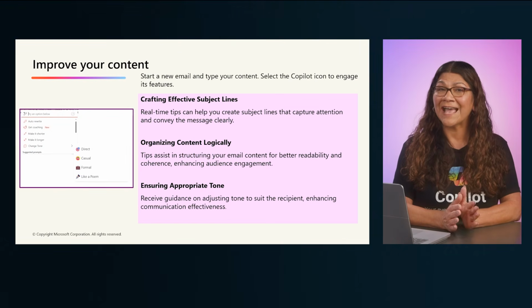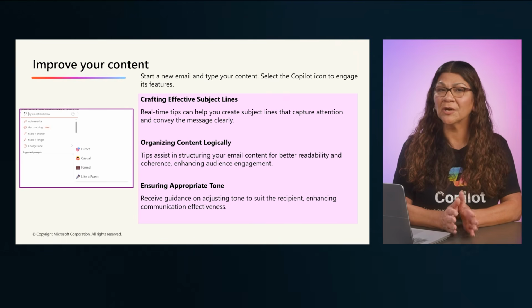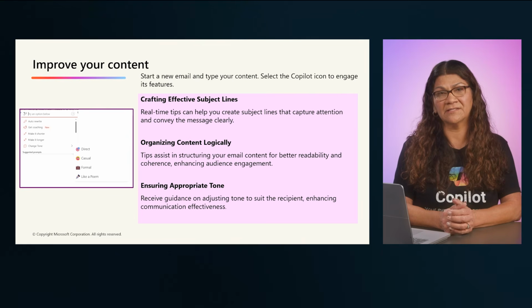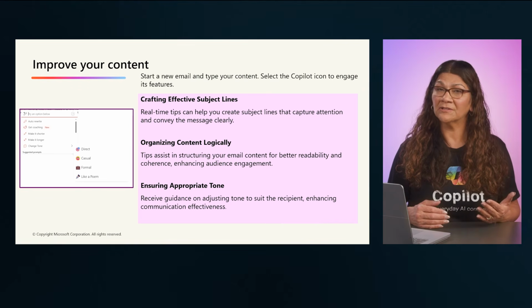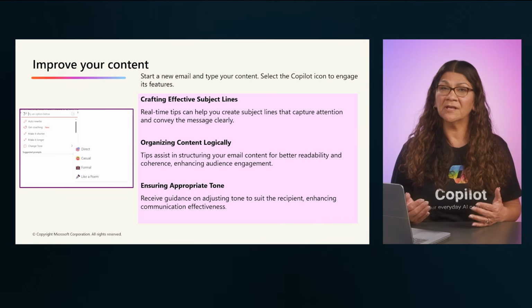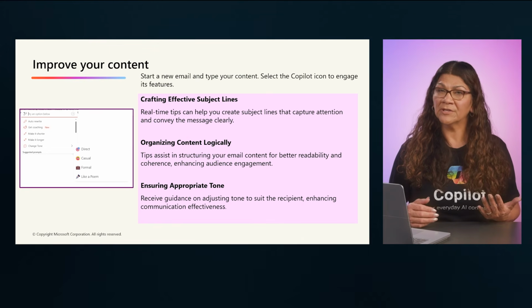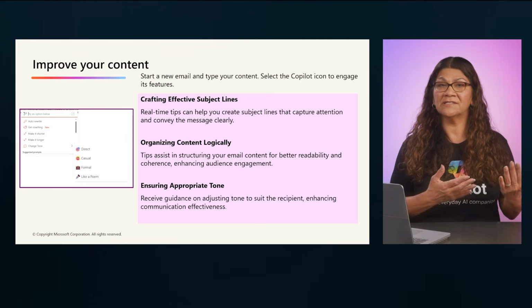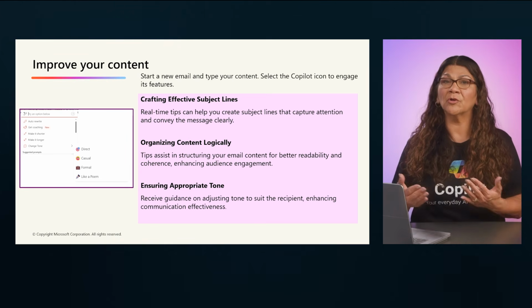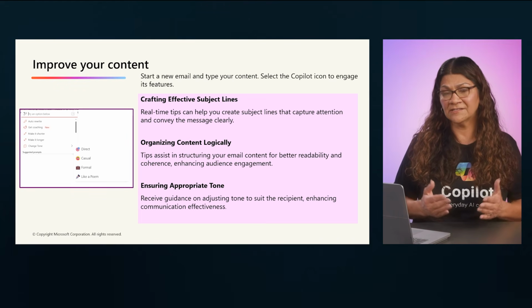Copilot in Outlook actively helps you improve your emails as you write by offering real-time guidance that sharpens both clarity and impact. As you compose, Copilot suggests stronger subject lines that capture attention. It helps you organize your message more logically for better readability, and it can recommend tone adjustments, whether you need to sound more direct, more formal, or more conversational, so your message lands exactly as intended.